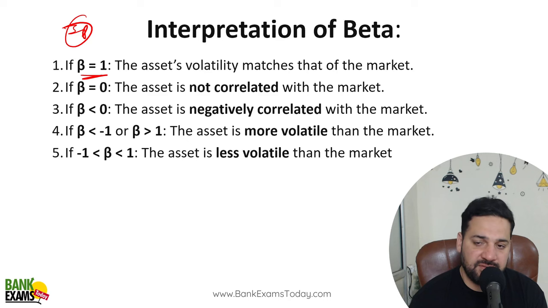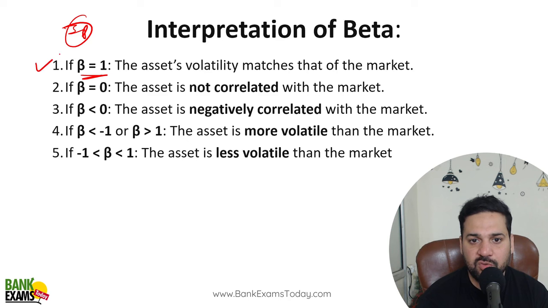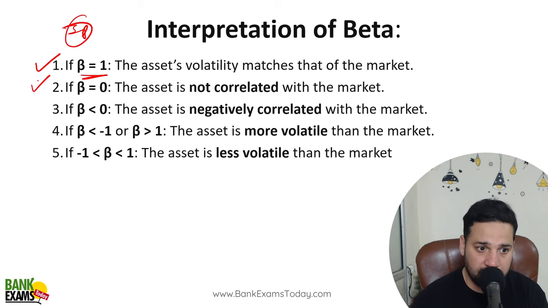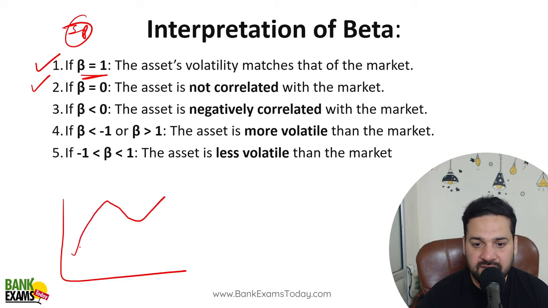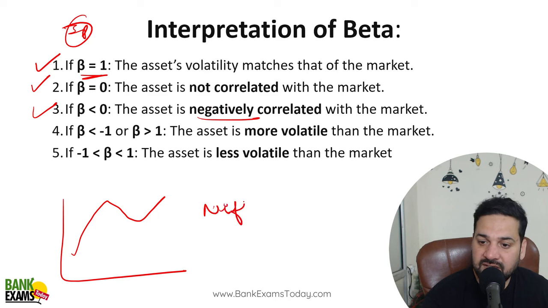Interpretation of beta. Beta is equal to 1: the asset's volatility matches the market. The asset is as volatile as the whole market if beta is equal to 1. If beta is equal to 0, the asset is not correlated with the market at all. There is no correlation with the market, right? See, if the Nifty is going like this, and the beta equal to 1 of a particular security is going along with this Nifty line, okay, Nifty graph. So if the beta is 0, it has no effect on the price of a security. If beta is less than 1, the asset is negatively correlated, right? The market is growing. Let's say the Nifty is growing.